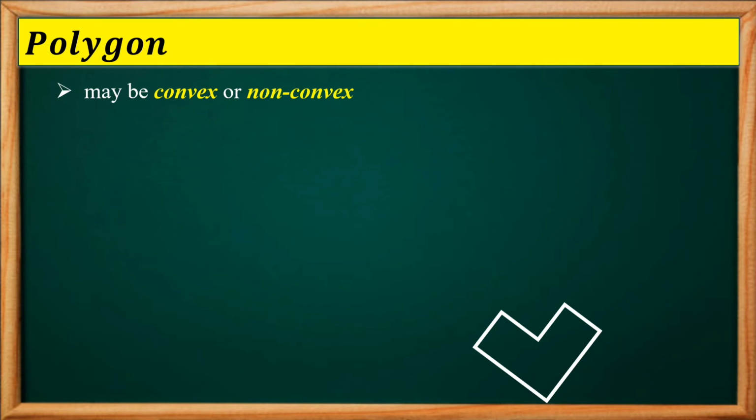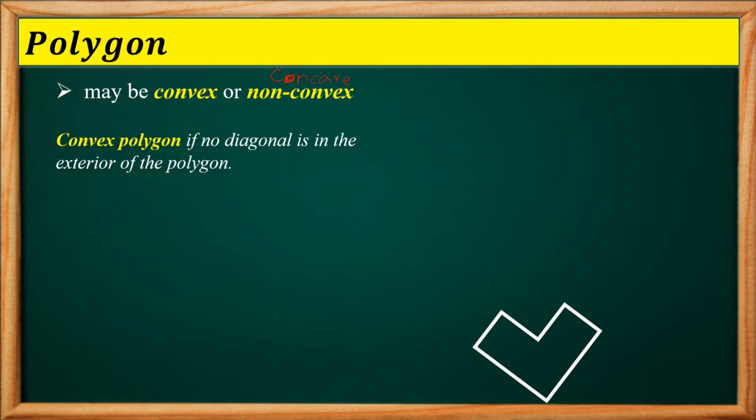The polygon could be convex or non-convex. Or sometimes, the non-convex, sinasabi nilang concave. Ayan. Concave. The convex and non-convex or concave polygon. A polygon is convex if no diagonal is in the exterior of the polygon. Ayan. If no diagonal is in the interior of the polygon.